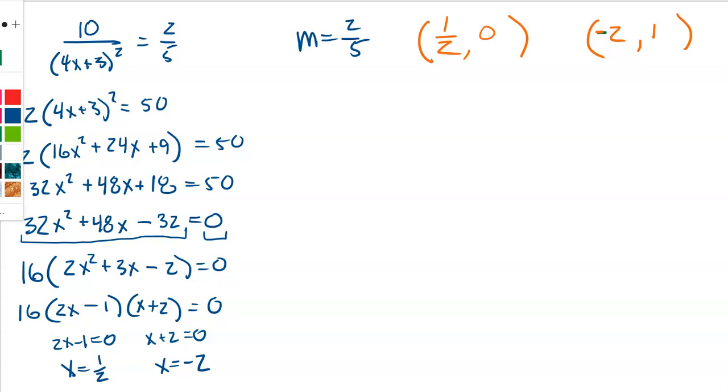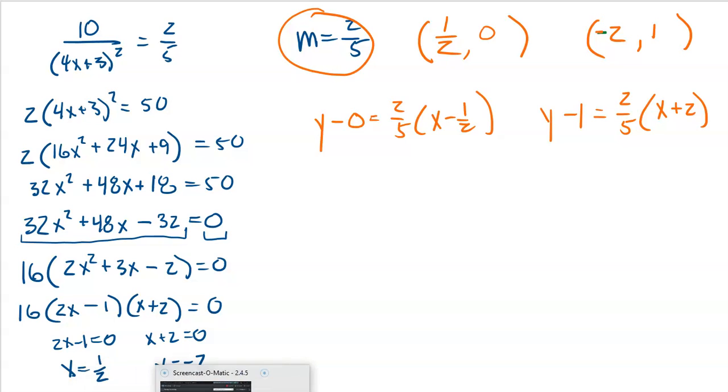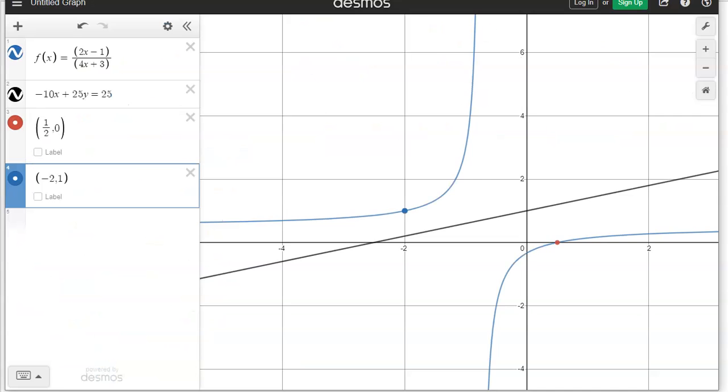So again, I'm going to create two equations. The one thing they share in common is they have the same slope. So y minus 0 equals 2/5 times x minus 1/2. That's going to be the first line I'm looking for. And the second one's going to be y minus 1 equals 2/5, same slope, times x plus 2. Again, when you subtract a -2, you get a +2. So now I can actually go back to Desmos and add those graphs in. You'll see how they connect.